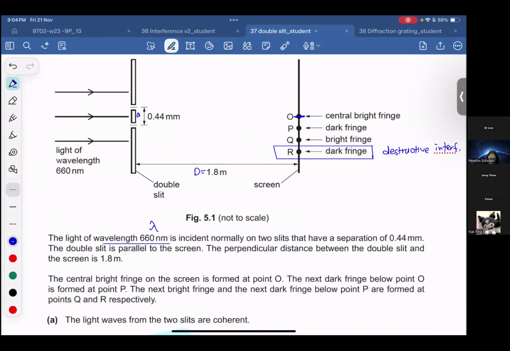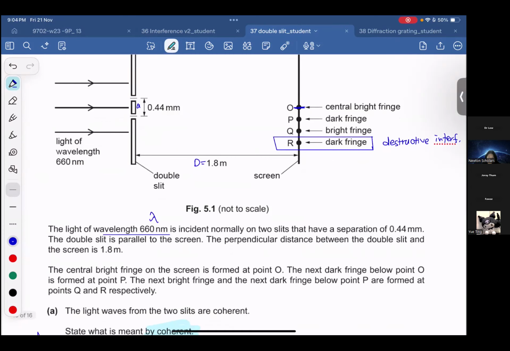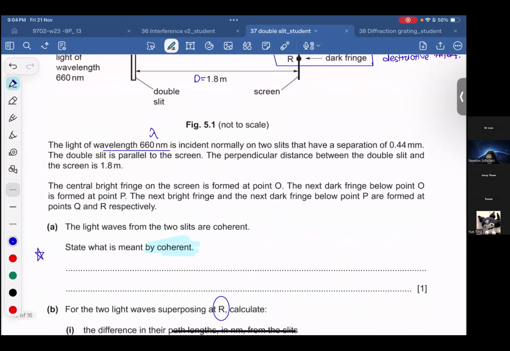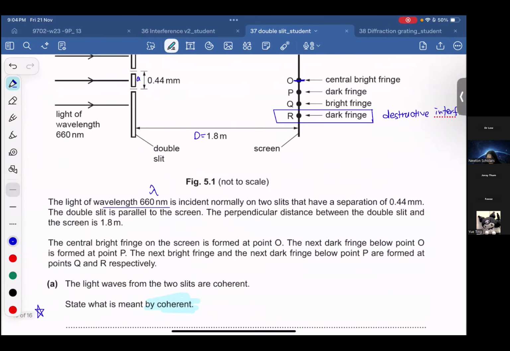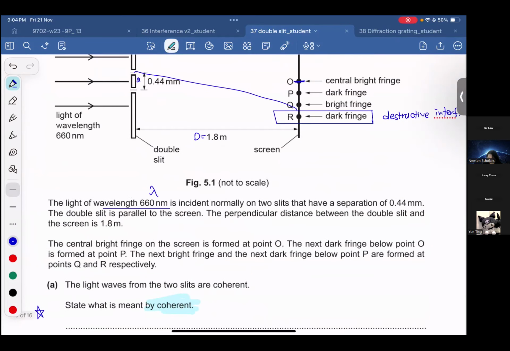Okay, this is destructive interference. So destructive interference will form a dark fringe. Then the question is asking you the difference in their path length. That means path difference. They want to know the path difference between the two lights. So the two lights from here will come to here, and another one will come from here. They want to know their path difference.